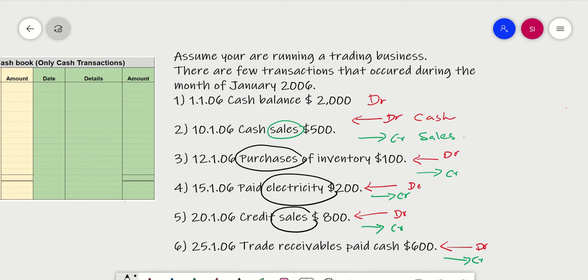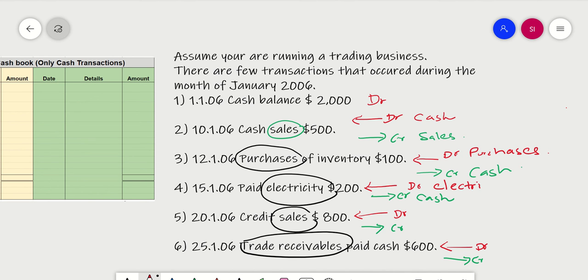Purchases, electricity, sales, trade receivable. I'll give you the reason why I had circled these. Now, when you make a purchase, you debit the purchases account, and when you make a sale, you credit the sales account, and the cash account, you credit it. Now, when you're paying electricity, cash goes out, therefore cash credit. And what did you pay for? You paid for electricity. So you debit electricity.